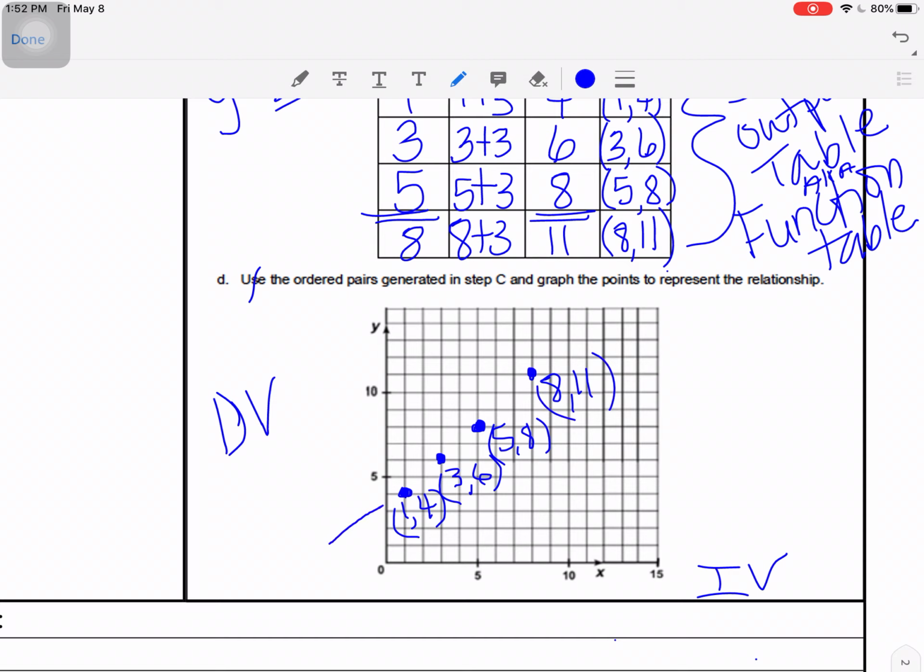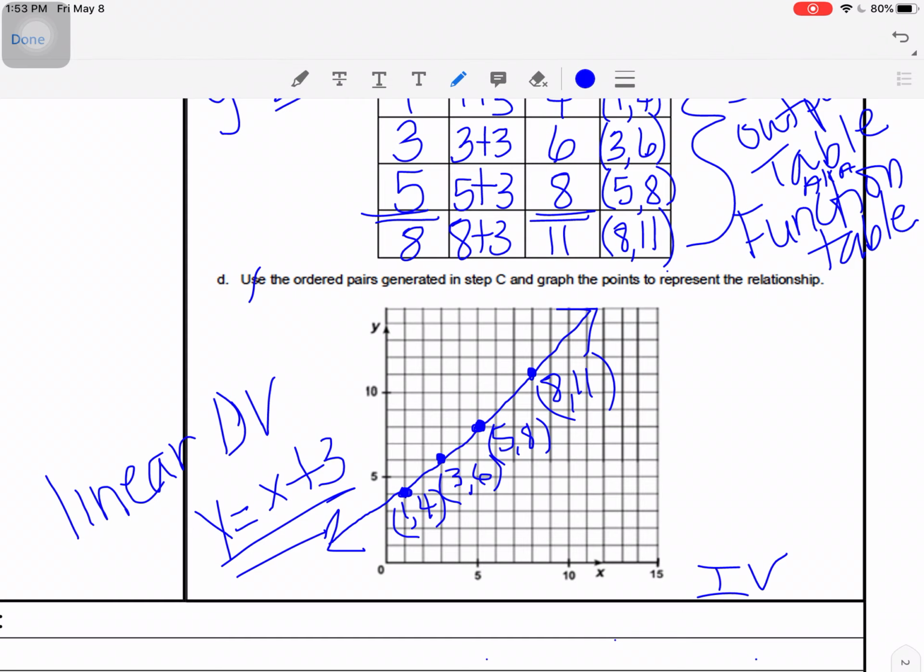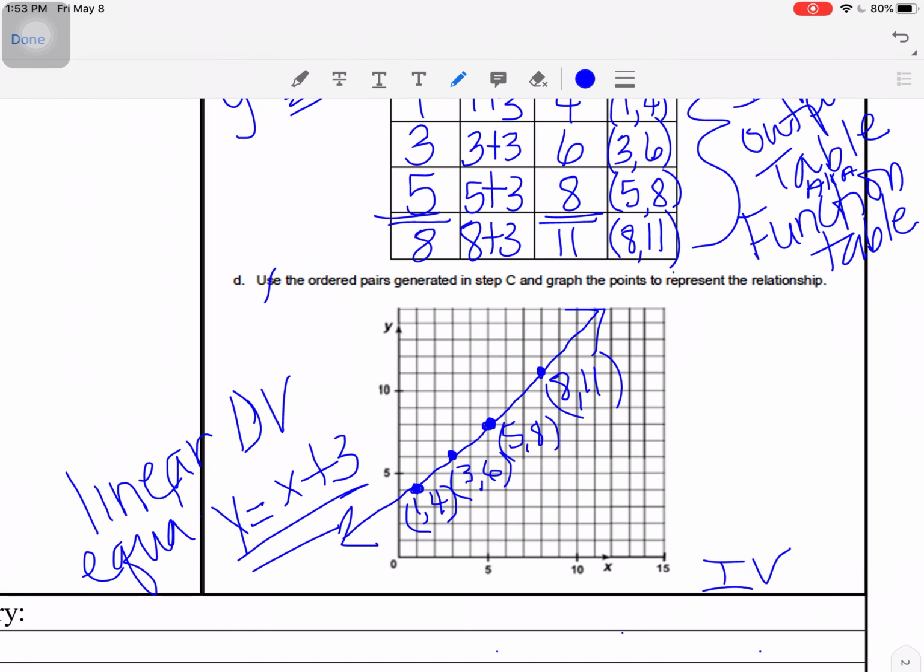And you notice that all of my points are in a straight line, because y equals x plus 3 is called a linear equation. So all my points are going to be in a straight line.